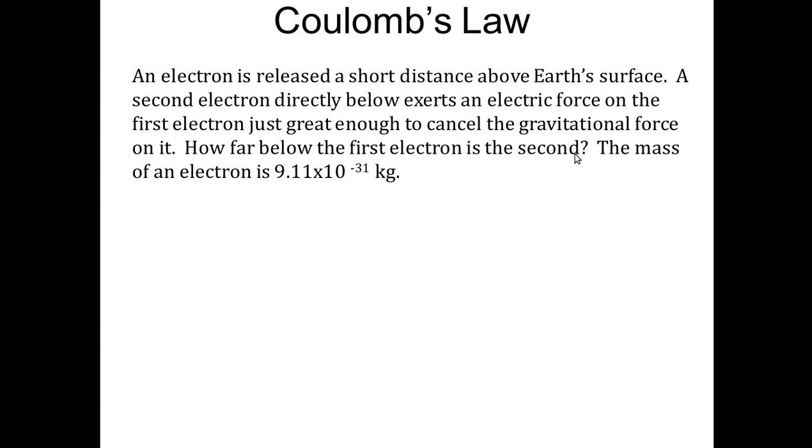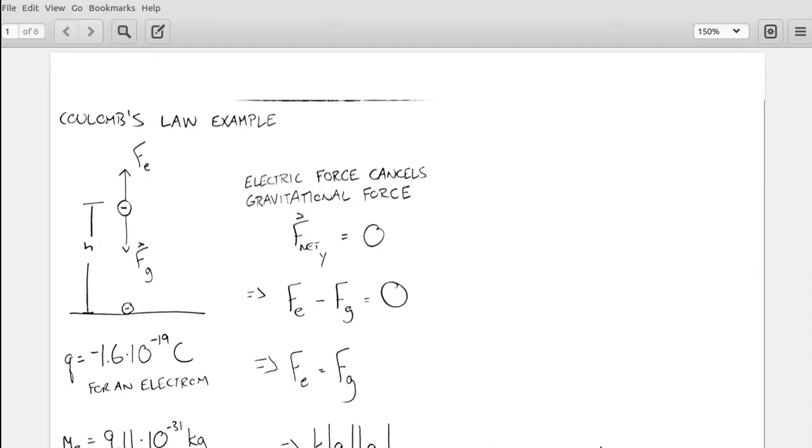Right? So there's an electron above another electron. They're exerting an electrostatic force on each other, and we want to know the distance between them. So I'm going to start with a free body diagram, and this is my electron. It's some distance from the surface of the Earth, and for these purposes I just put the electron on the surface of the Earth, right? So we're looking for this distance, right? How far above this electron is the electron above it?